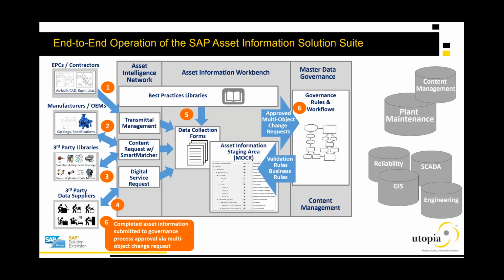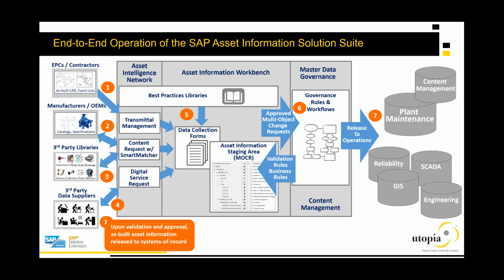You can apply the governance rules and the workflows so it can go through the appropriate approval stages, and you're having the right people within your organization review this information before it actually goes into your systems. And it can actually go into multiple systems. It can go into your plant maintenance system. It can go into your content management system. It can also be fed into systems like your reliability or your GIS or your SCADA and engineering systems as well.